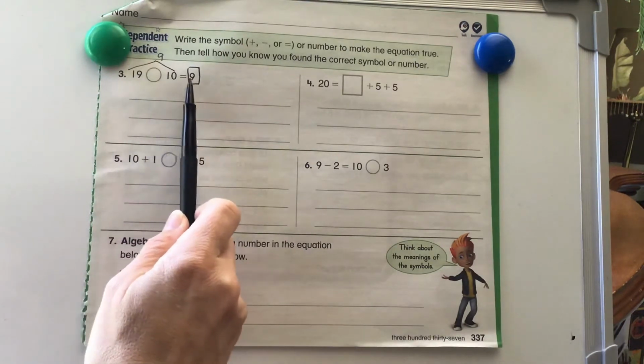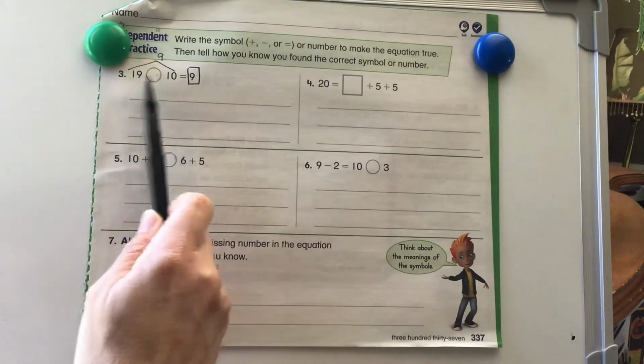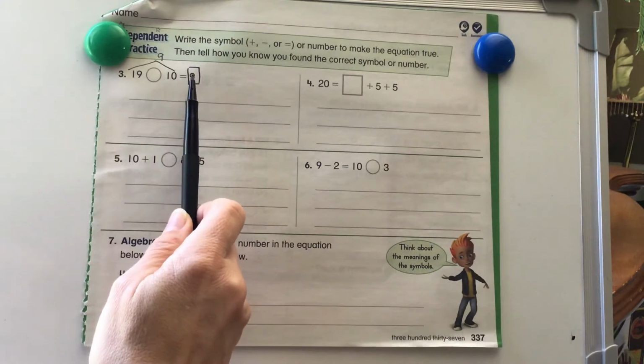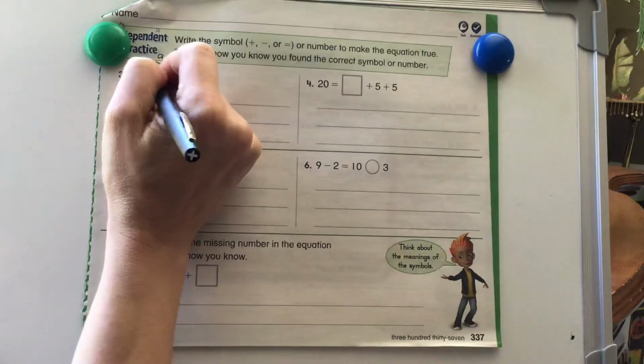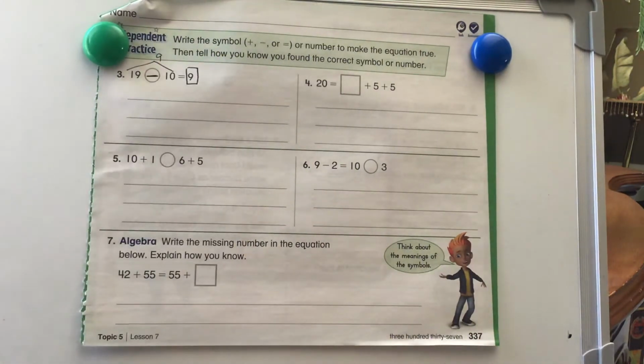19 plus 10 equals 9? No, that's 29 equals 9. Equal sign is not the same on that one. So 19 minus 10 equals 9. So I know that is true. Okay? Then tell them how you found it.